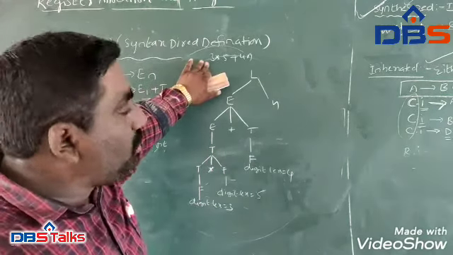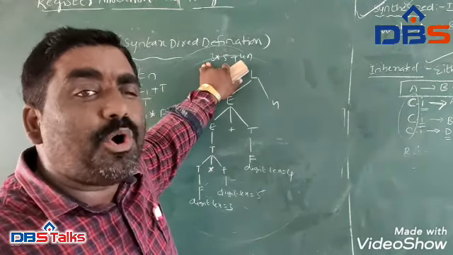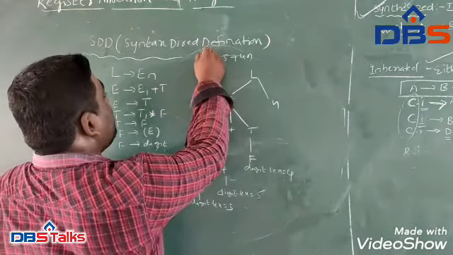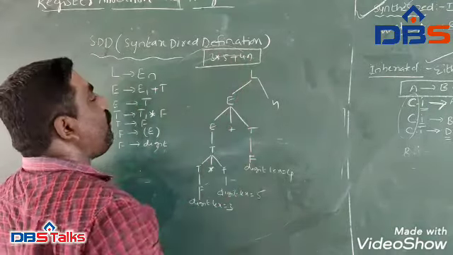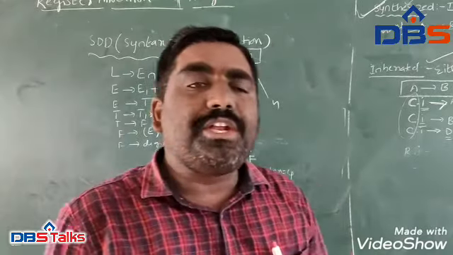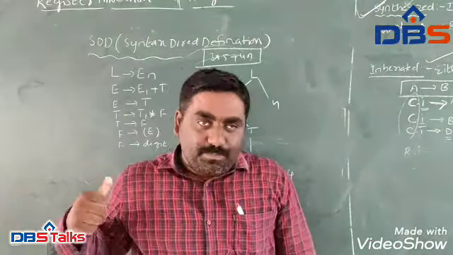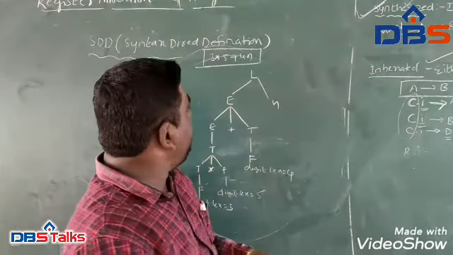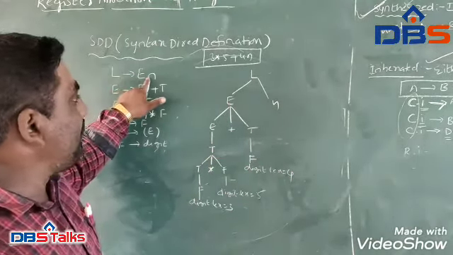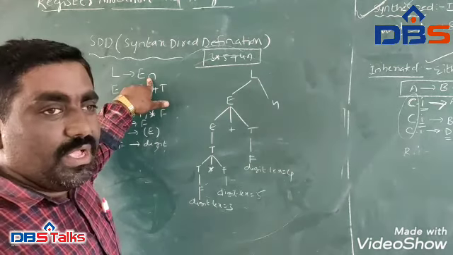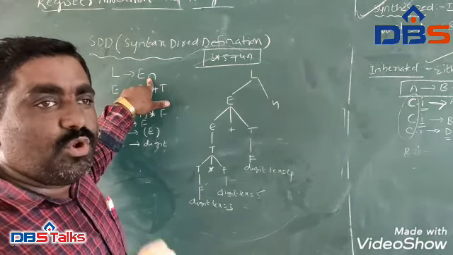Next, let us take one example of how to construct a parse tree for the expression 3*5+4n. For this one, we are going to take the desktop calculator grammar, that is, productions along with semantic rules. Here the productions are L produces E n. Here n means the last character, that is the newline character.